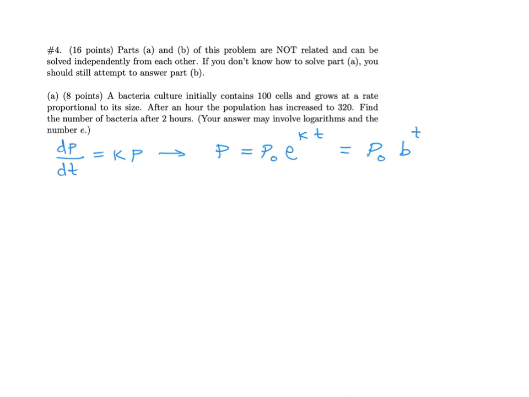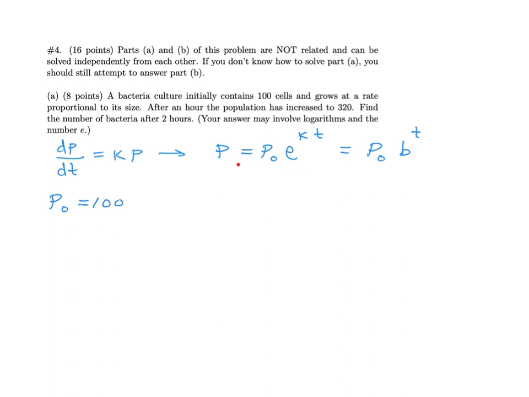So we want to find the number of bacteria after 2 hours. This means we have to find an equation, meaning find P naught and k, and then we'll put the number 2 into that equation to get our answer. So for starters, P naught is the initial value, and that's this number here. We're told we're starting with 100 cells. So for this reason, P naught is equal to 100.